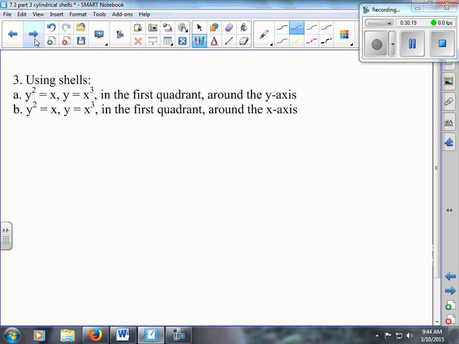Now, in this example, we're going to do two questions. This is going to be an area that's not necessarily top minus bottom or right minus left, but I want you to do shells. So you'll have to know whether to do top minus bottom or right minus left if doing shells. We're going to be in the first quadrant. You know that much.